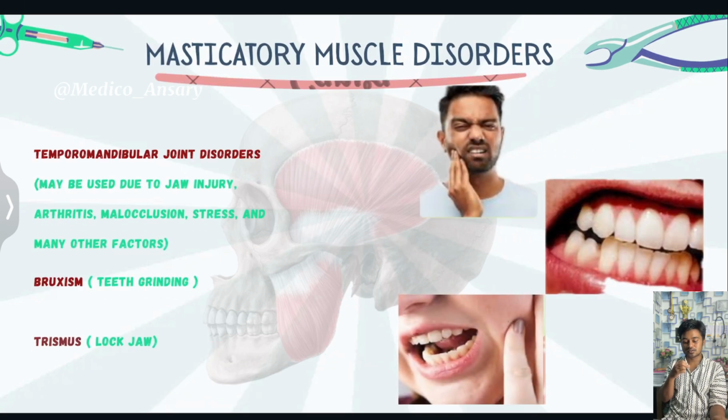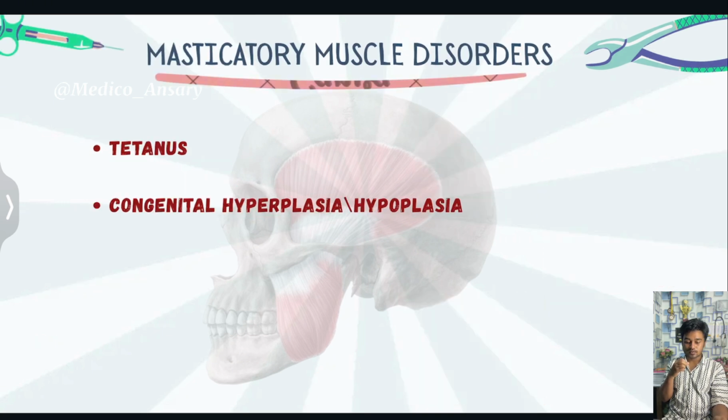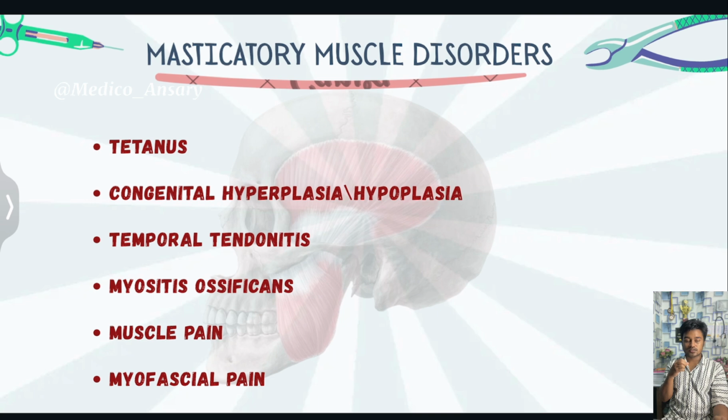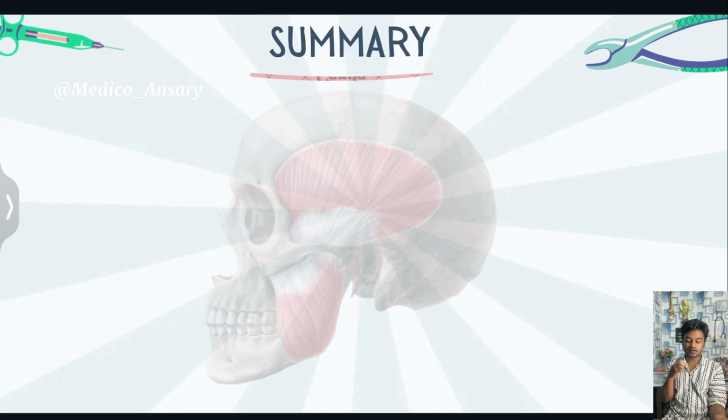Masticatory muscle disorders. Temporomandibular joint disorders may occur due to jaw injury, arthritis, malocclusion, stress, and many other factors. Bruxism, teeth grinding, and trismus, lockjaw. Other masticatory muscle disorders include tetanus, congenital hyperplasia, hypoplasia, temporal tendonitis, myositis ossificans, muscle pain, and myofascial pain.